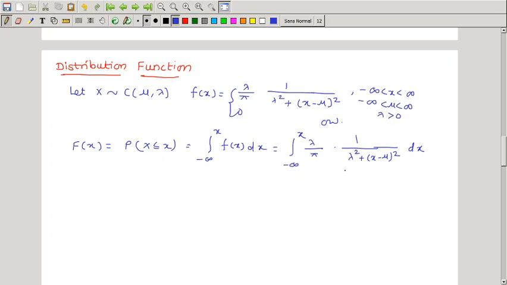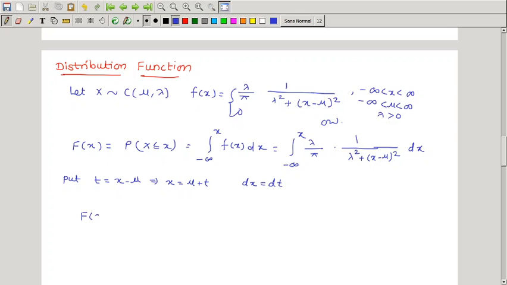Now for simplicity we will put t equal to x minus mu. That means the value of x is mu plus t, or the derivative of x with respect to t, dx equal to dt, or dx by dt is equal to 1. This is just the substitution.